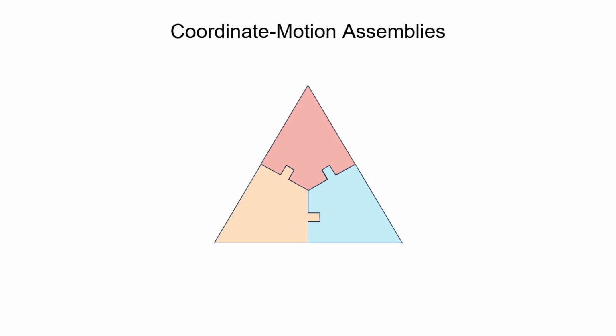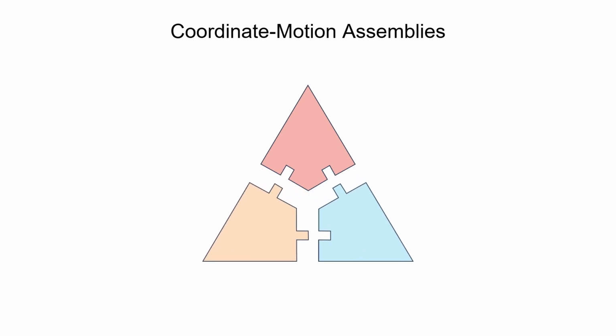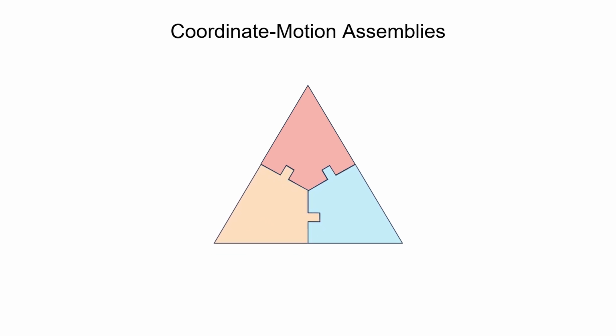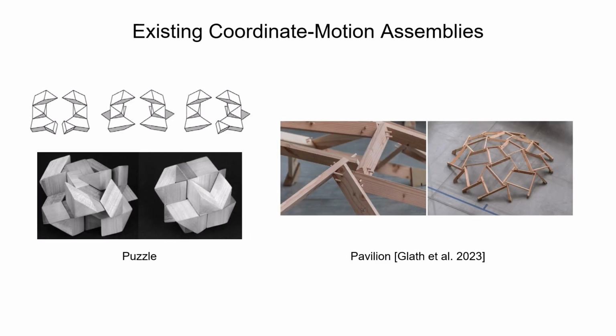Introduction. A coordinate motion assembly can only be disassembled or assembled through simultaneous motion of multiple parts. If any two parts are fixed, the whole assembly deadlocks. Like interlocking assemblies, the kinematic locking makes the coordinate motion assemblies highly stable. Existing coordinate motion assemblies appear in puzzles and also in architectural designs.